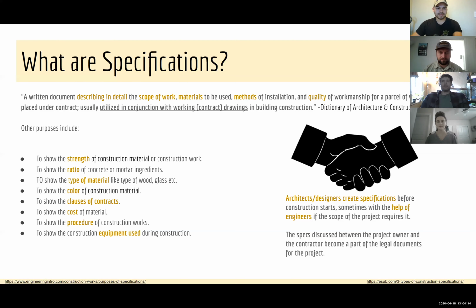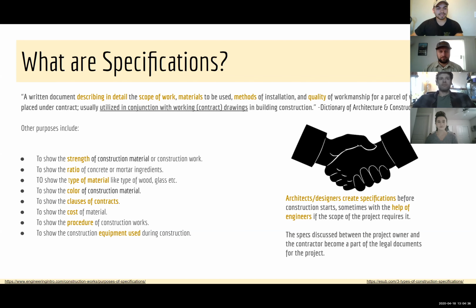So what are specifications? According to the Dictionary of Architecture and Construction, it is a written document describing in detail the scope of work, materials to be used, methods of installation, and quality of workmanship for a parcel of work to be placed under contract. Usually it is utilized in conjunction with working contract drawings in building construction.